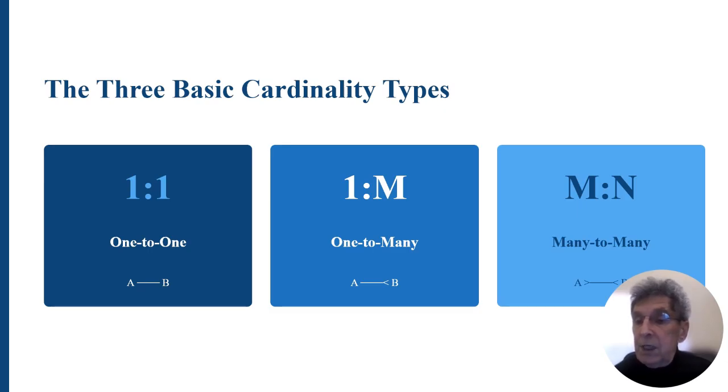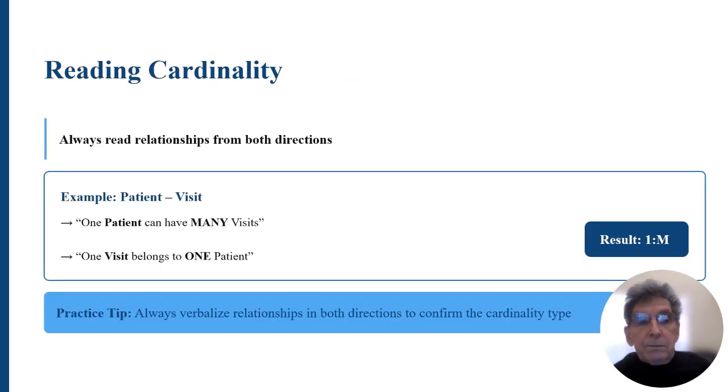On screen you can see a simple visual icon for each. One-to-one looks like a single line. One-to-many has a fork at one end. Many-to-many has forks at both ends. These three patterns cover virtually every relationship you'll encounter. Master these, and you can model any database.